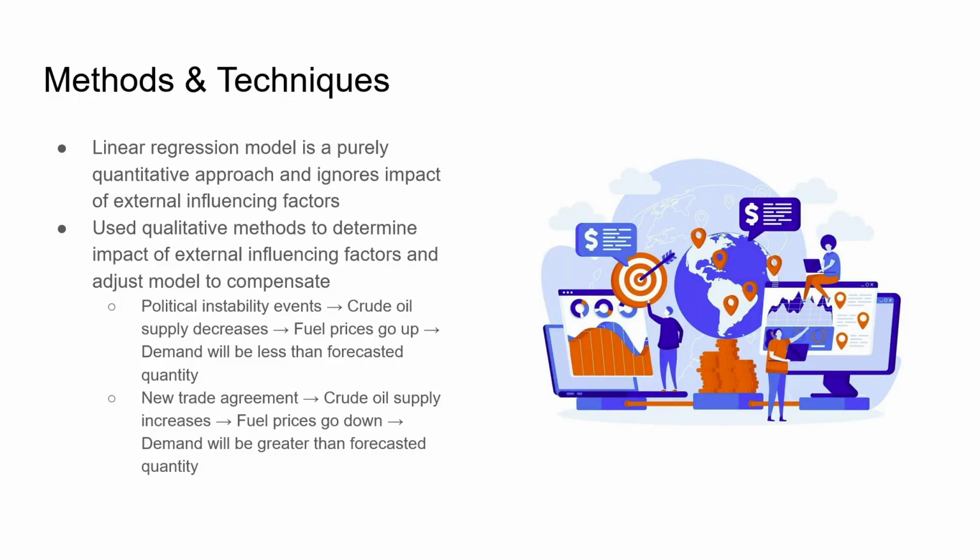Finally, the presence of external influencing factors meant that the purely quantitative forecast was ignoring variables that may not be quantifiable, but that still impacted the actual demand. To compensate for this, we needed to make qualitative adjustments to the forecast. For example, if there was a time of political instability that impacted the availability of crude oil, fuel prices would be expected to increase, and therefore the actual demand would likely be less than the forecasted quantity. On the other hand, if there was a trade agreement that introduced a new supply of crude oil, fuel prices would be expected to decrease, and therefore demand would likely be greater than the forecasted quantity.